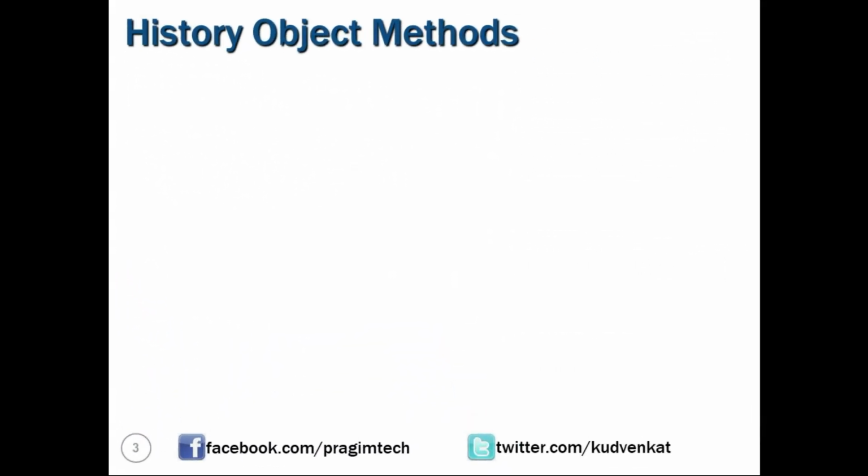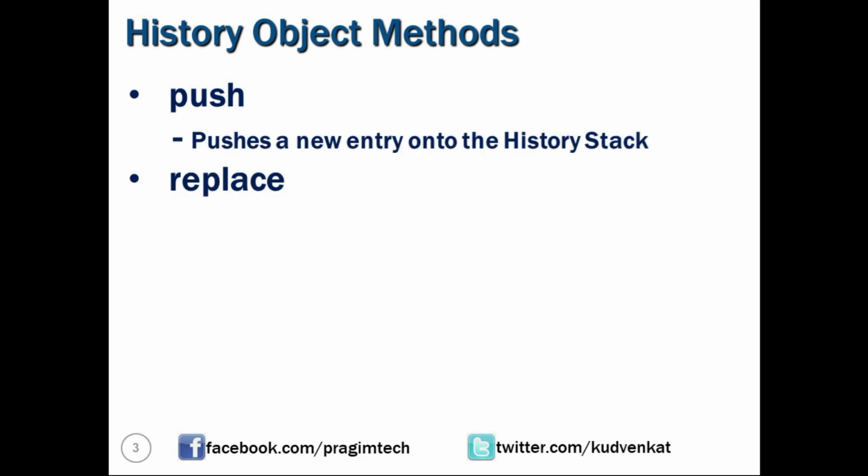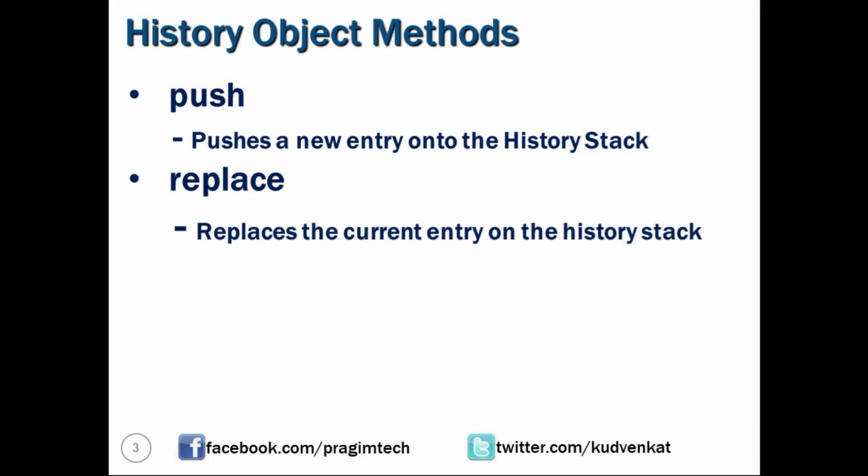The history object has several methods. We have used one method called push. This method pushes a new entry onto the history stack. The next method is replace. This method replaces the current entry on the history stack. Let's understand the difference between push and replace through our program.